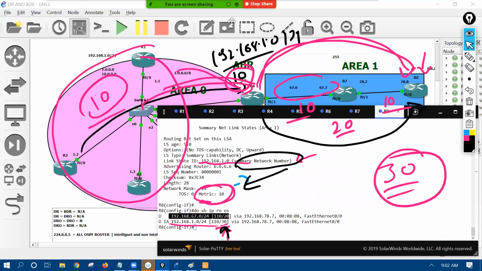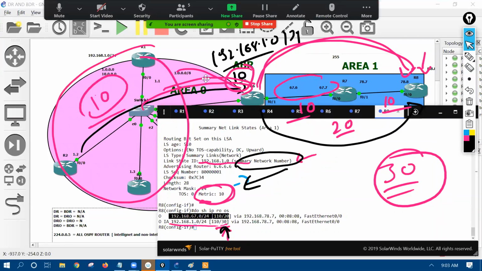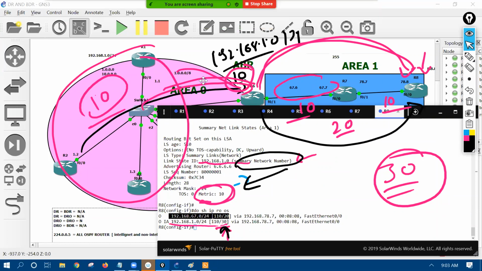Guys, question? Summary LSA metric means till R6. Yes, till R6. Exactly right. Till R6. This is total up to R8. Yeah, it will be up to R8.